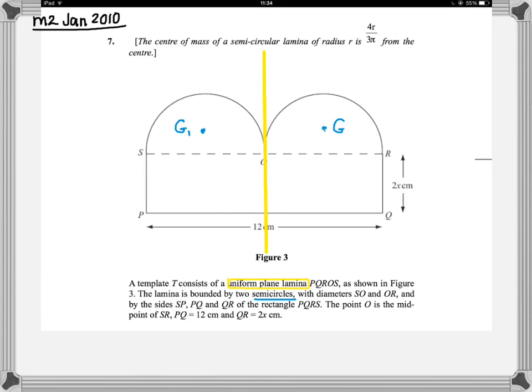Okay, this will be the January 2010 M2 question 7. As you give the question a read, you're going to notice that it's a uniform plane lamina, so that means the center of mass will act at the line of symmetry. Then you see two semicircles and a rectangle on the bottom, so we have three components. When they mention point O, it's usually an indication that point O will act as the origin. That's usually a good clue.